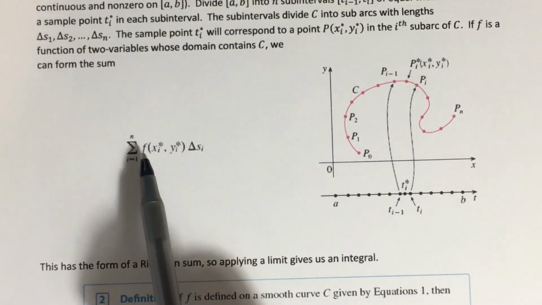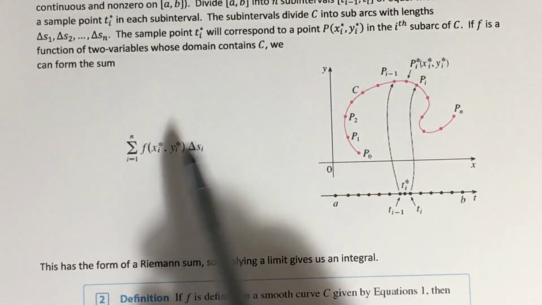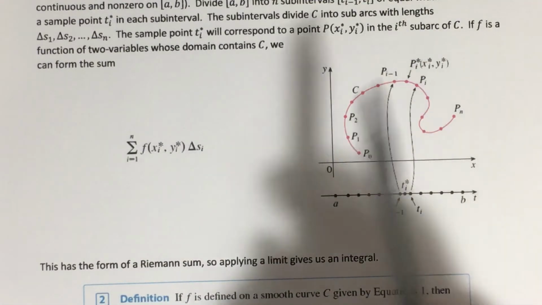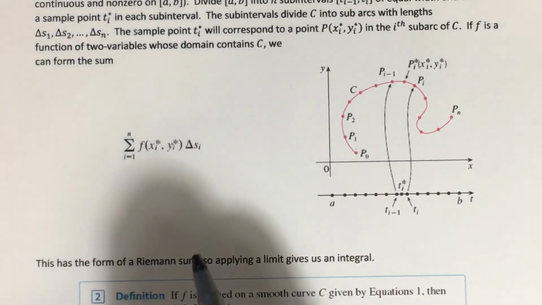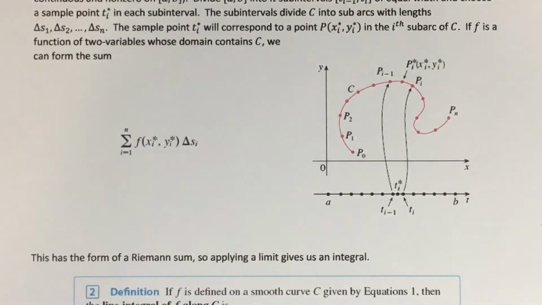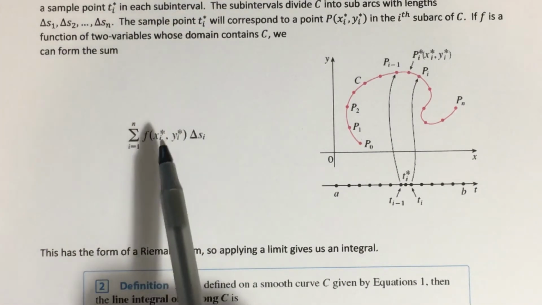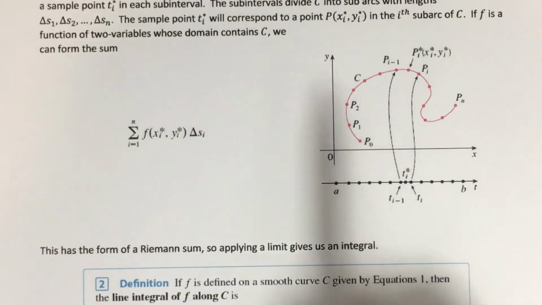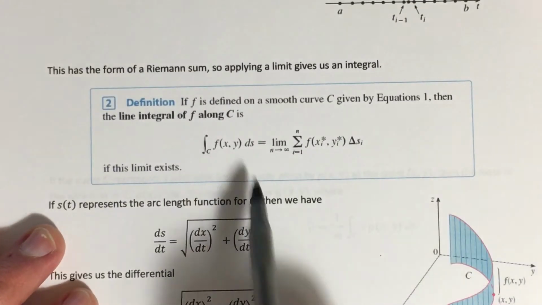If I were to form this sum right here, the sum of all f of xi star, yi star, remember these are the coordinates of this point pi star, and then multiply that by the length of the subarc that it came from, what we have is something that takes the form of a Riemann sum. If I apply a limit as n goes to infinity, this becomes an integral. And that's what we call our line integral, which is defined here.